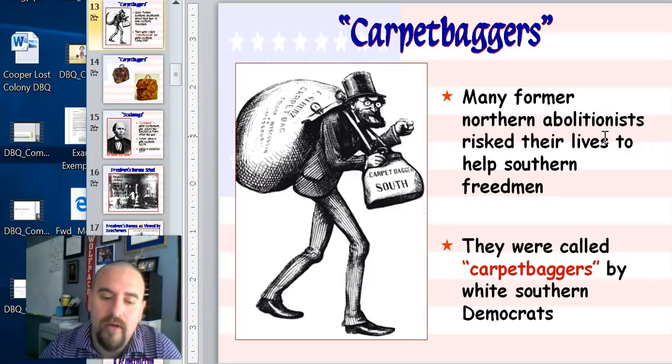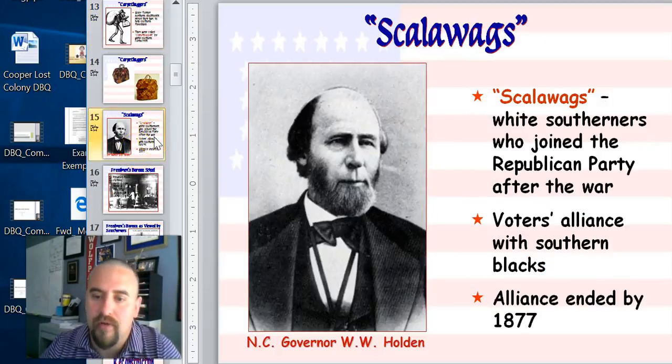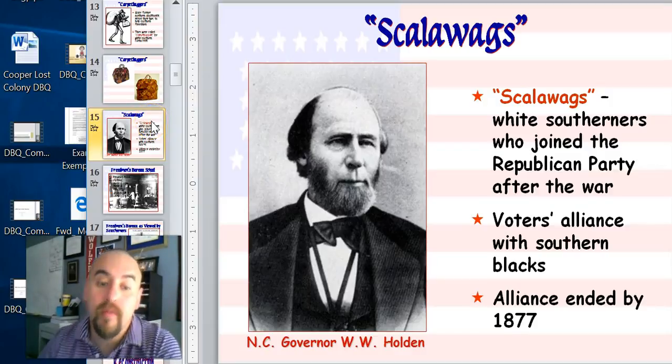However, some of these carpetbaggers are actually trying to help Southern freedmen with the Freedmen's Bureau and education and those types of things. So to Southerners, carpetbaggers are definitely a negative connotation. The Northerners are seen as helping the freedmen out. And again, there's a lot of racism even in the North at the time. So these carpetbaggers don't represent a majority of the population of the North, but they are trying to help this transition.